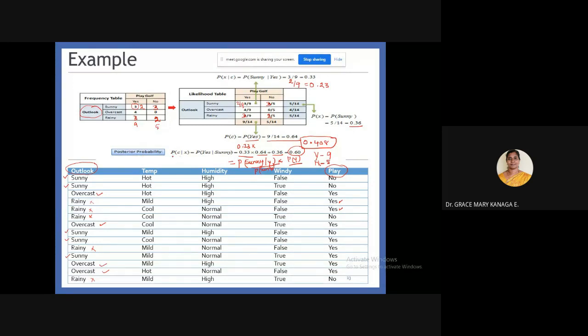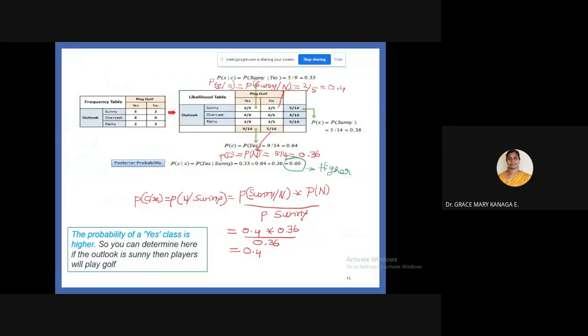Similarly, you have to calculate for all other things, and based on that, you will decide what the occurrence is. That we'll discuss in the next class. Please note it down. The remaining things we will discuss in the next class. Now I'll stop sharing this.